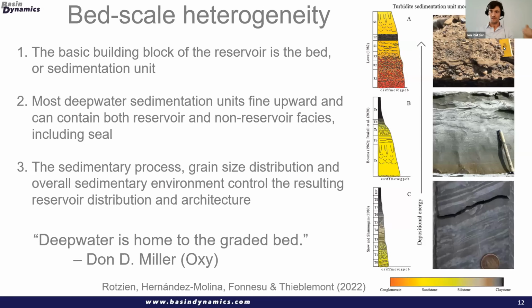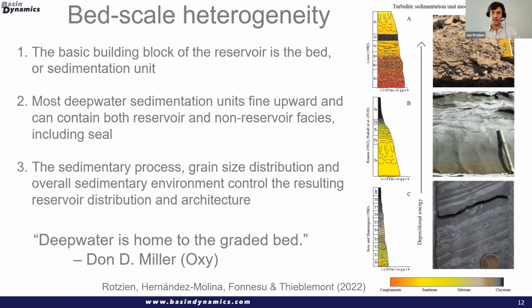So now let's move up a scale to the second order architectural elements. The basic building block of deepwater reservoirs is the bed or sedimentation unit, which is a bit of a mouthful, so bed, simpler. Most of these deepwater sedimentation units fine upward and contain both the reservoir and non-reservoir facies, including the seal. And the sedimentary process, grain size distribution, and overall sedimentary environment control the resulting reservoir distribution architecture.